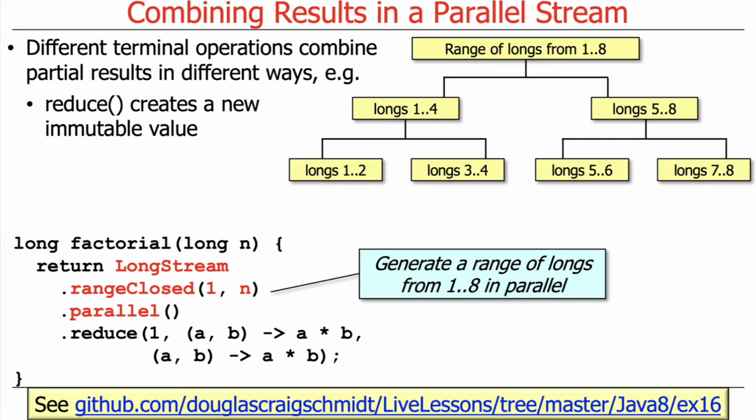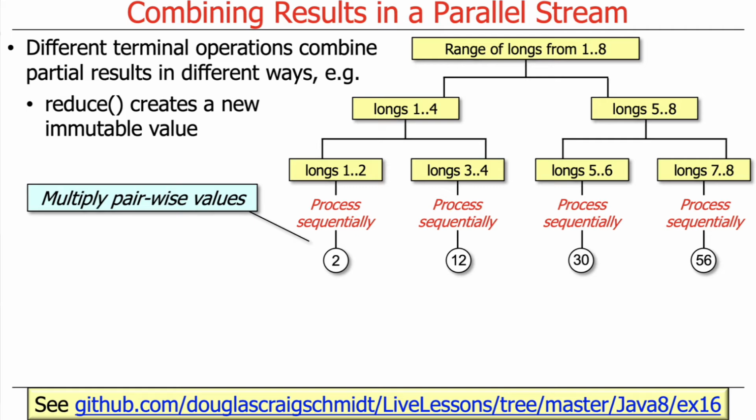So here's a very simple example that we've talked about before. We'll reiterate it and visualize pieces of this. You can see here we're going to start out with a range of longs from 1 to 8, and then that gets subdivided smaller and smaller until we get to the point where we're multiplying two things together. And that, of course, will happen sequentially in parallel, right? So we'll have a number of different tasks that could all run in parallel, but they'll be doing sequential things, like multiplying 1 times 2 to yield 2, 3 times 4 to yield 12, 5 times 6 to yield 30, 7 times 8 to yield 56, et cetera. And you can also find this example in my GitHub repository in EX16.